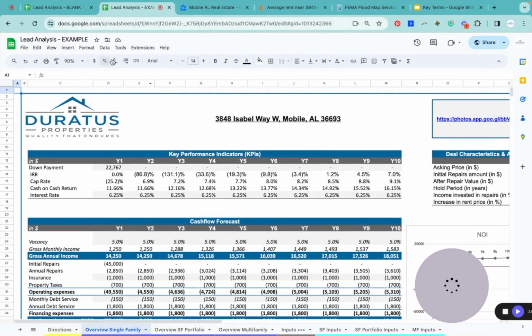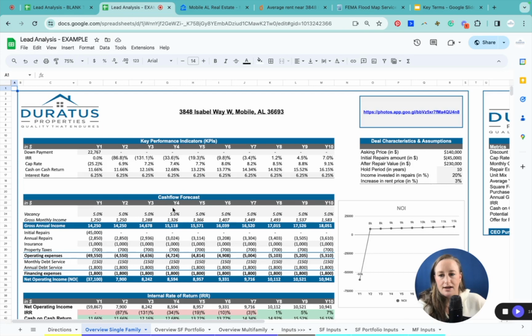Okay, so let's look at what we have going on here. So all this information. We know our down payment for our house is going to be $22,767. Our IRR, so this is our return over time. This matters a lot more for rental properties and properties that you're going to be holding over time. As you can see, it doesn't get healthy until years 9 and 10, which is expected for a flip.